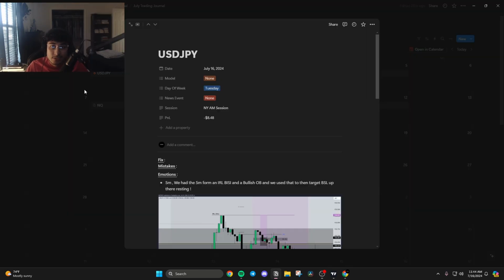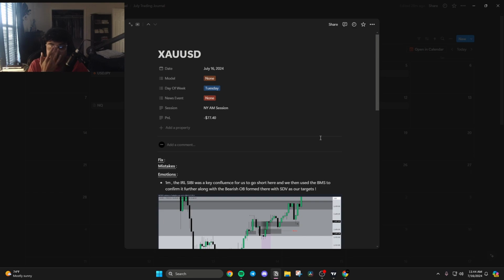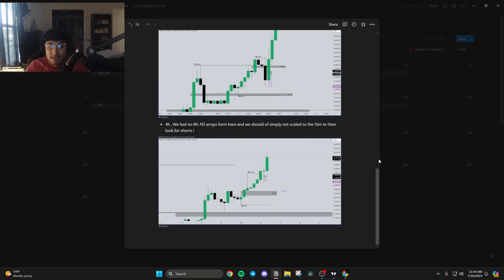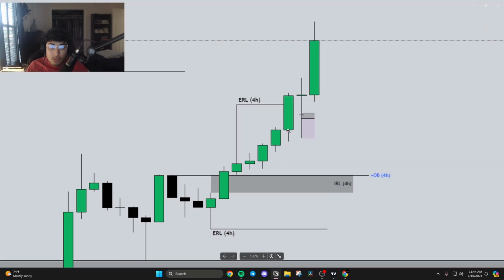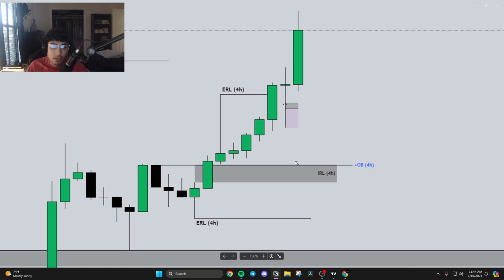So this was the second trade. This is the first one here. With this one, we lost a little bit over 1%, and I already know what I did wrong. Like I said, today we didn't really have a 4 hour confluence. Nothing on the 4 hour really formed. We should have been waiting for this retracement to look for longs.